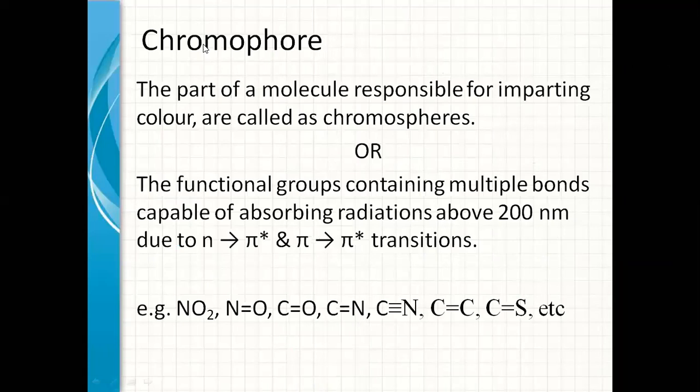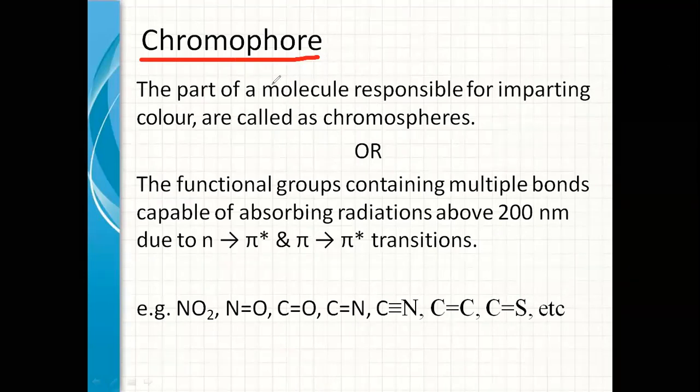Chromophores, the first term used in UV visible spectroscopy. What are chromophores? The part of a molecule responsible for imparting color, they give color, are called chromophores. They give color to the molecule. Because of them, the molecules get their specific colors.